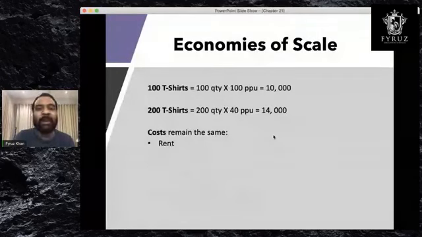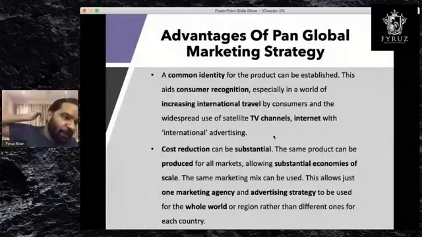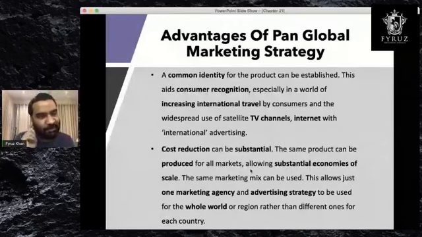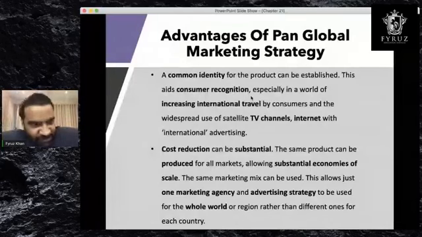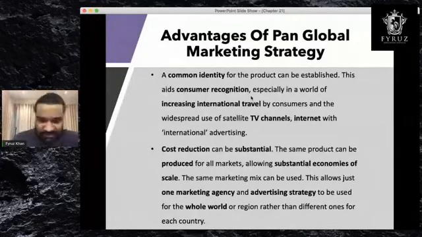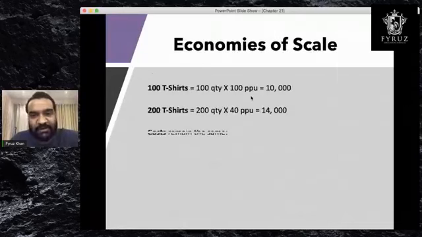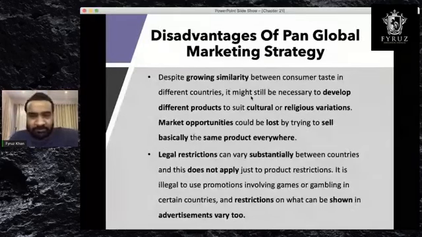So when you do a pan global marketing strategy, there will be a reduction in cost. Think about it. It'll form a common brand identity, a common consumer recognition. And second, you can enjoy economies of scale, and I've shown you how. So there you go.